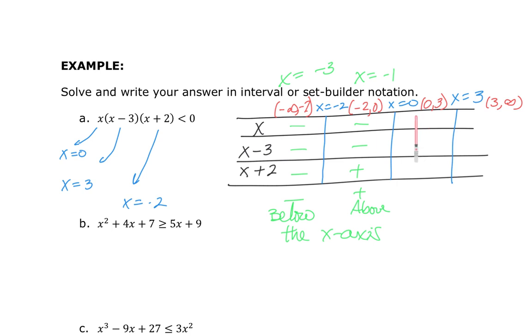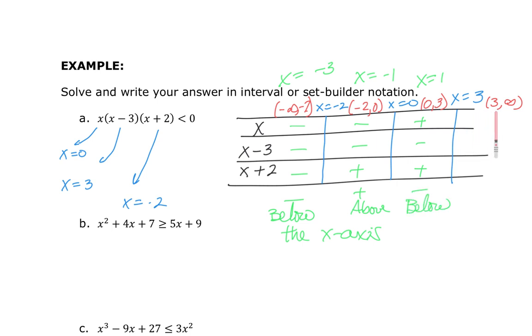Now I'm going to choose a number in the interval between 0 and 3, so I'm going to choose 1. 1 is a good number, so x is equal to 1. When I put in x is equal to 1, I'm going to get a positive, this will be negative, and this will be positive. So positive, negative, and positive. Let me go over that again. If I put in 1 here, 1 is a positive number. 1 minus 3 is negative. 1 plus 2 is positive. So I have a positive multiplied by a negative multiplied by a positive. That gives me a negative, which is below.